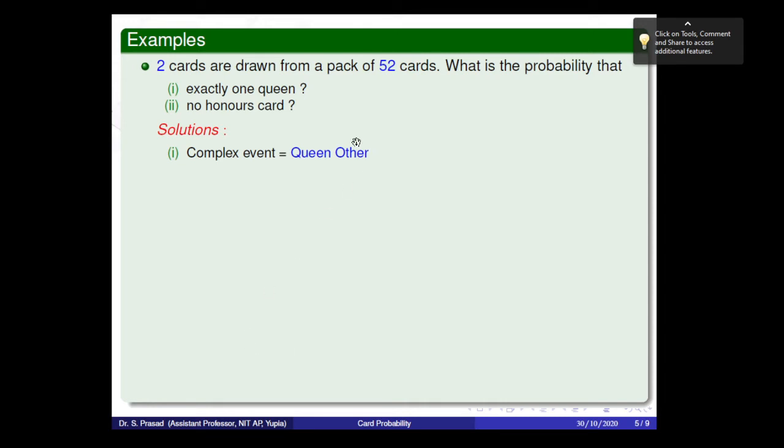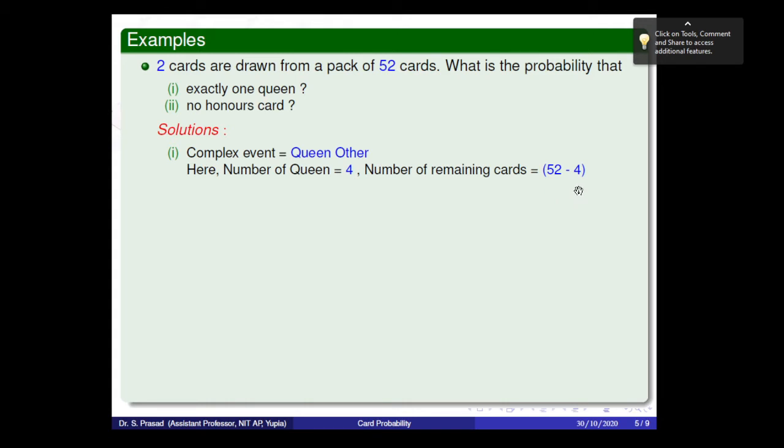Here there are two spaces because two cards are drawn, but according to the question exactly one queen is there, so we write one queen and the next is other. Now the number of queens is 4 in 52 cards, and therefore what is the number of remaining cards? Remaining cards means what?